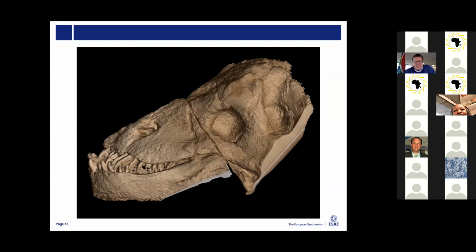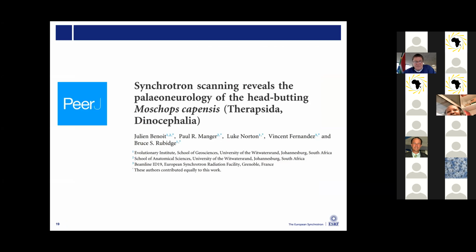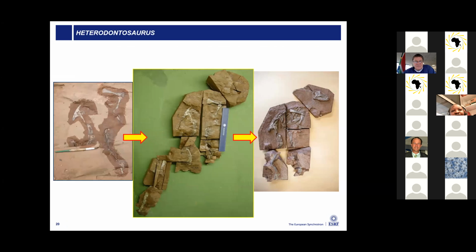Okay. And so this is also the publication from Julien Benoit and his collaborators on Moschops capensis, which makes for quite interesting reading. We move on to another specimen, the Heterodontosaurus, which has been studied by Victor Rademacher.